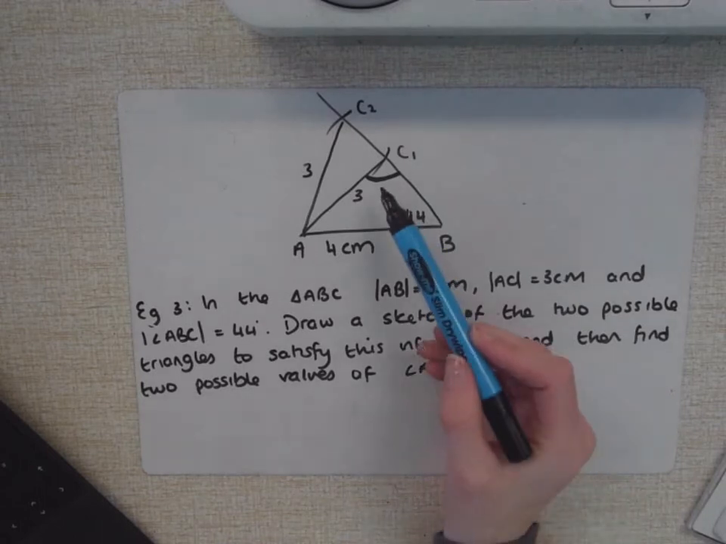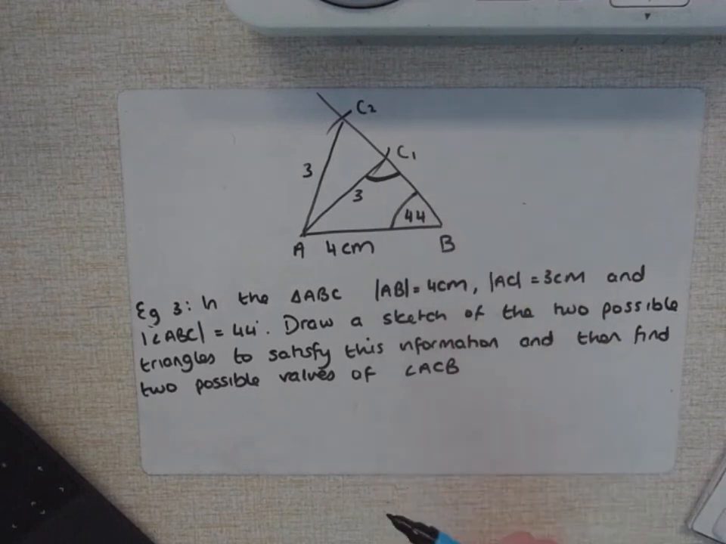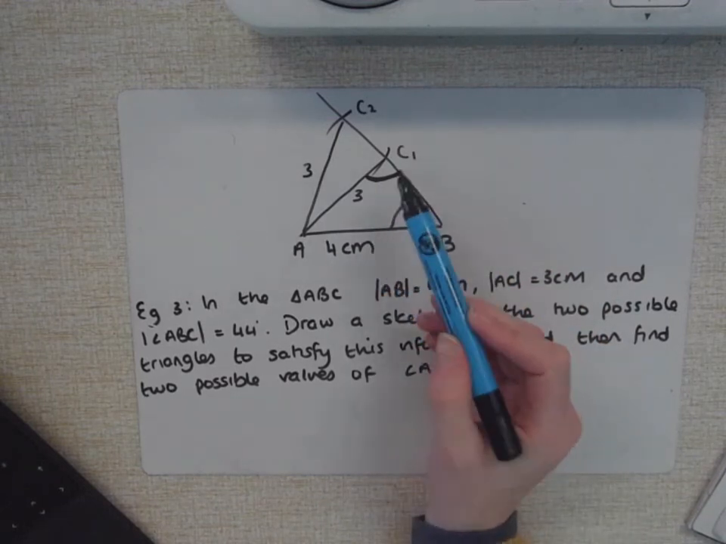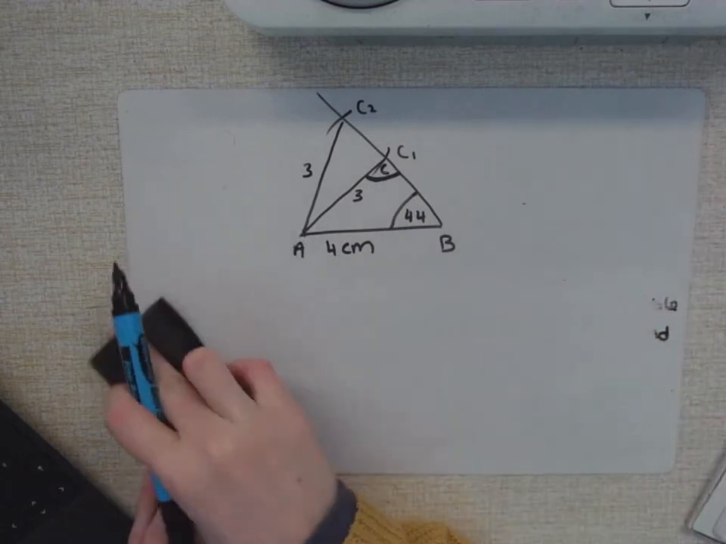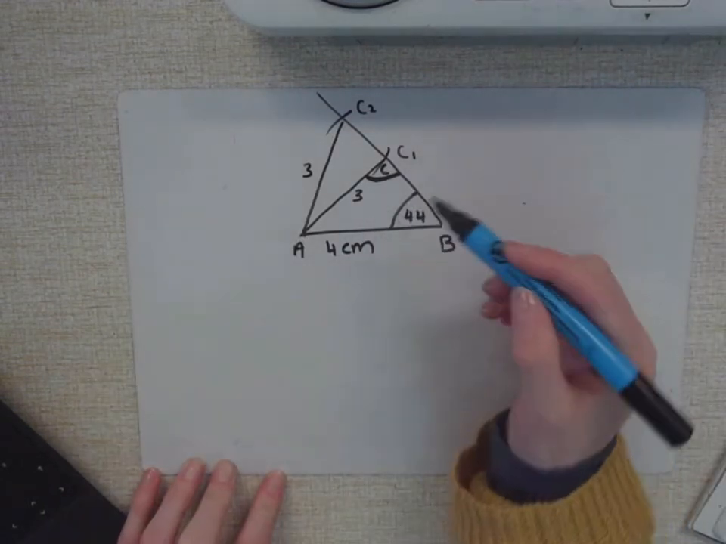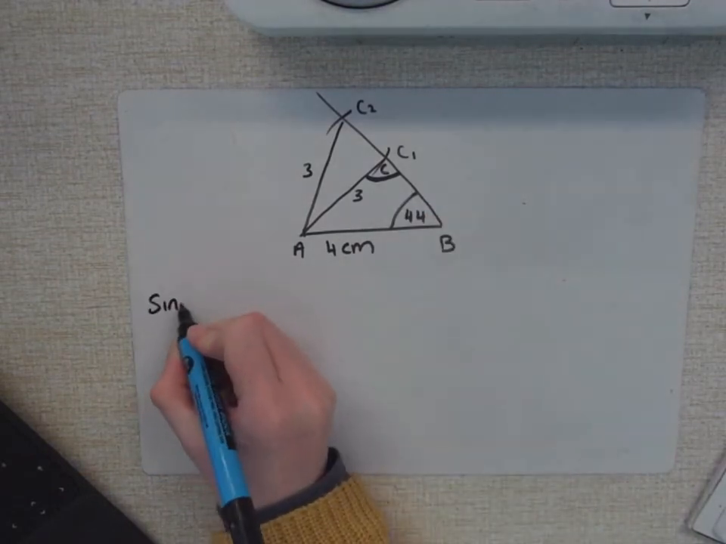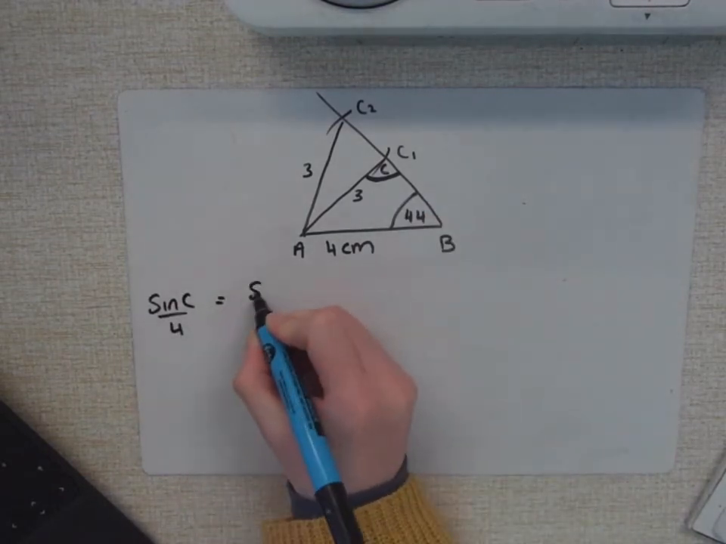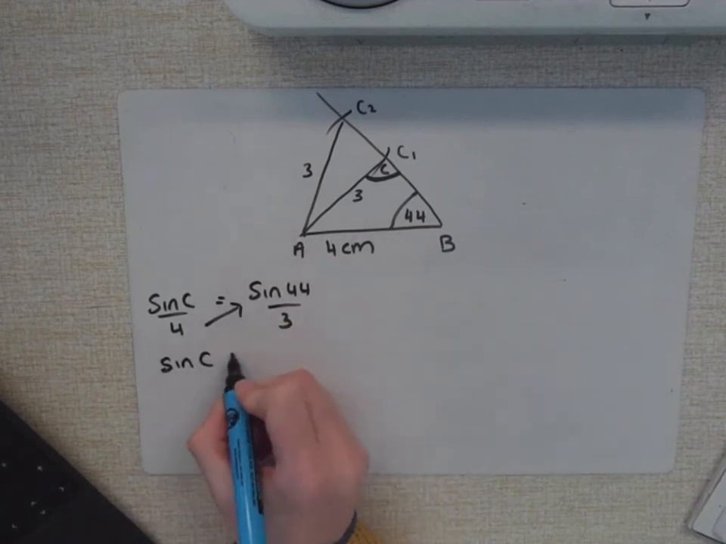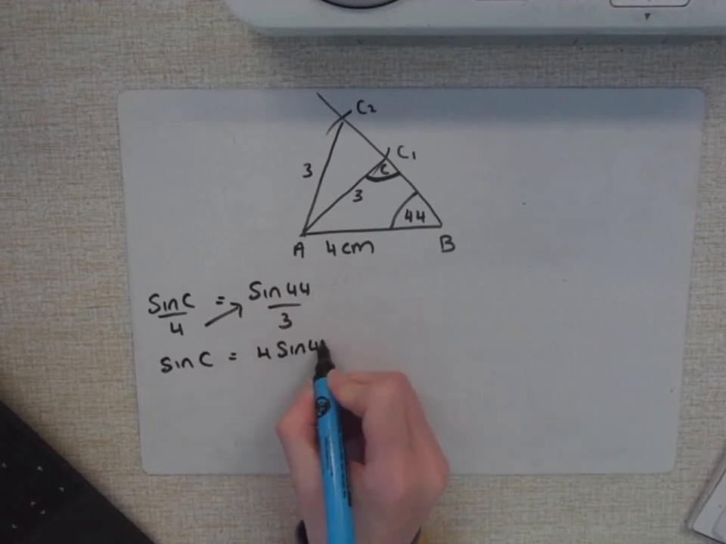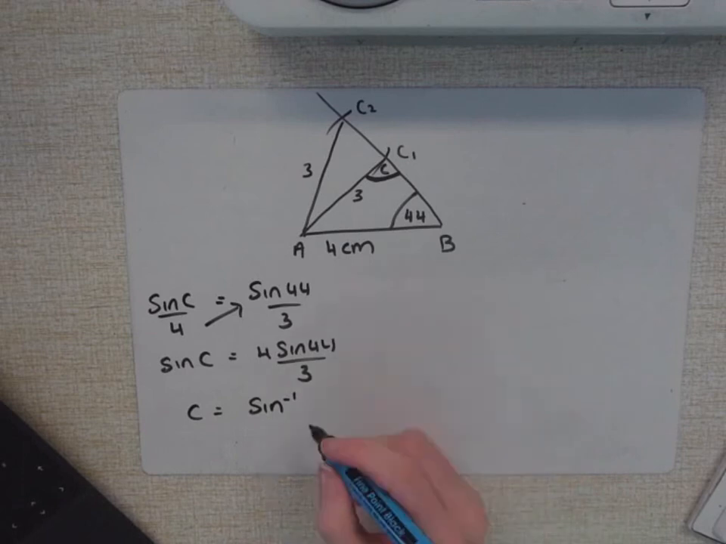Okay? So if I want to find this angle here, I'm going to call that C, so I have 4, and I have the angle opposite, and I have 3 and the angle opposite. So it's going to be sine C over 4 equals sine 44 over 3, and just cross multiply, 4 sine 44 over 3, and then do sine inverse.